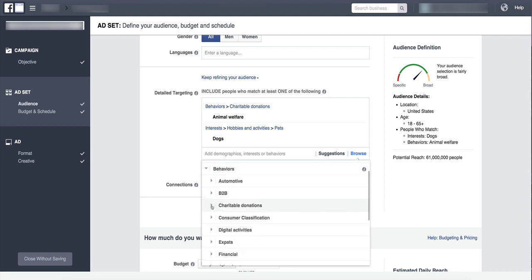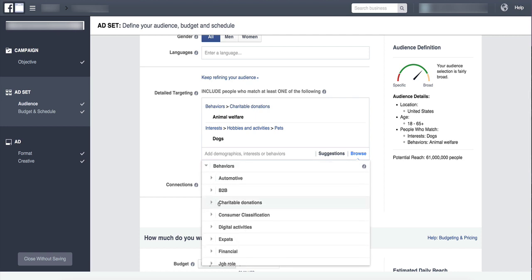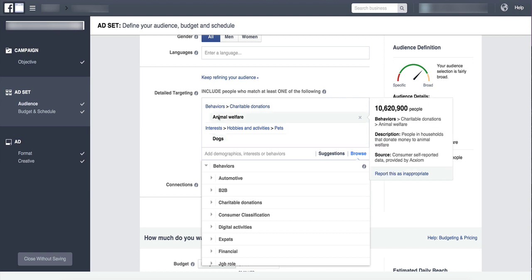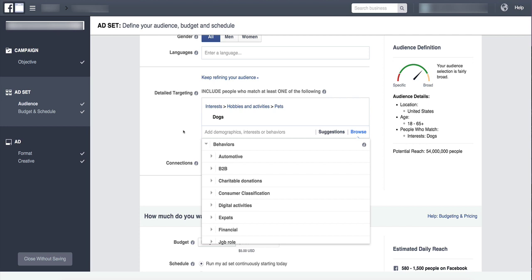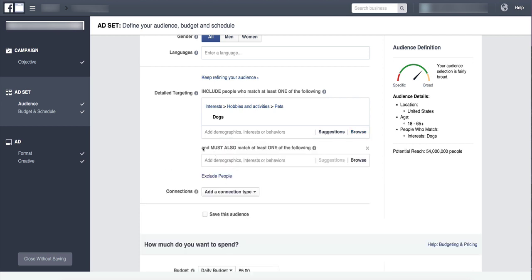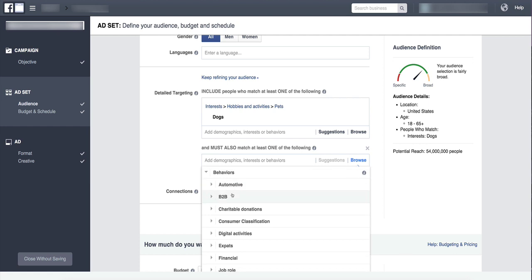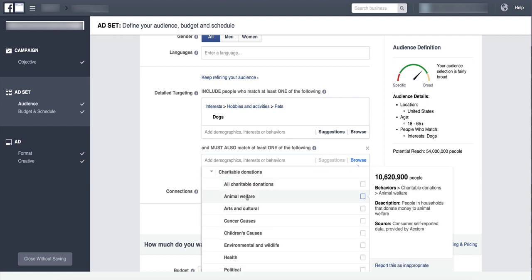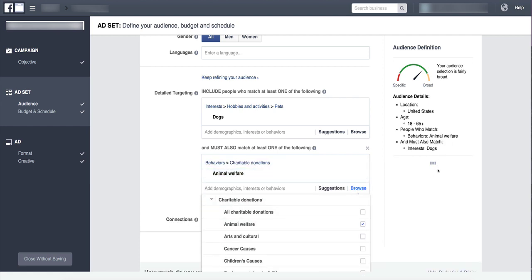Because with broad targeting, you can still get pretty broad, but you can also add in some of these types of products. Actually, as a matter of fact, you would want to do narrow audience, and it would say must also at least match one of these following things. This is called intersecting. I'm getting a little ahead, but I'm going to show you. It's pretty cool. Behaviors, charitable donations, animal welfare. Watch what this does. It drops it down to 3 million people.